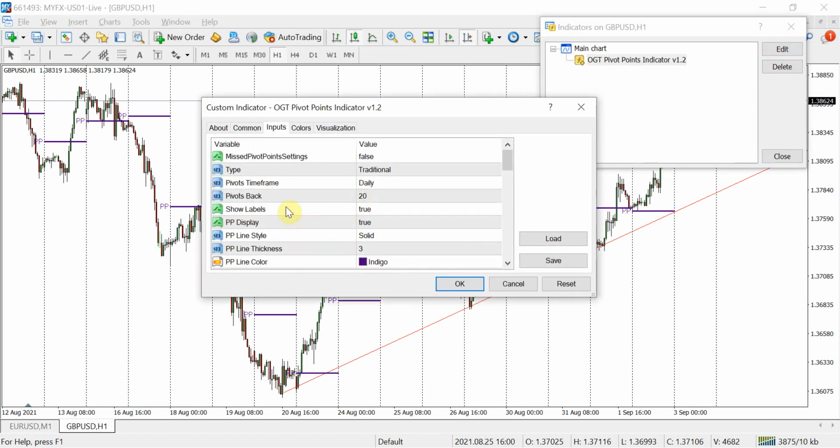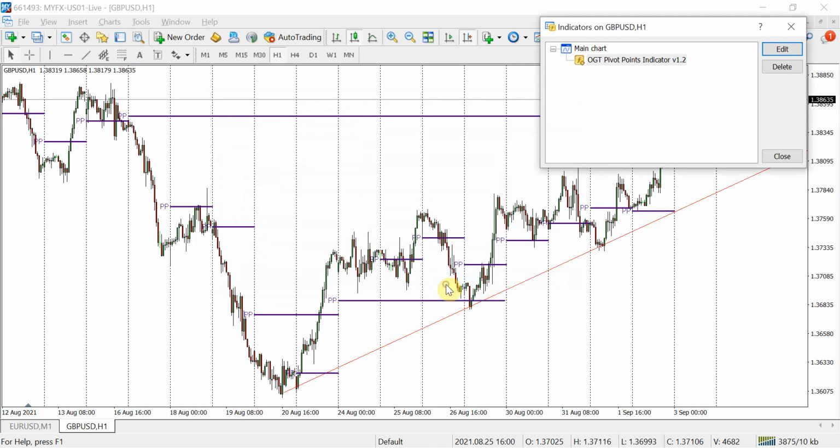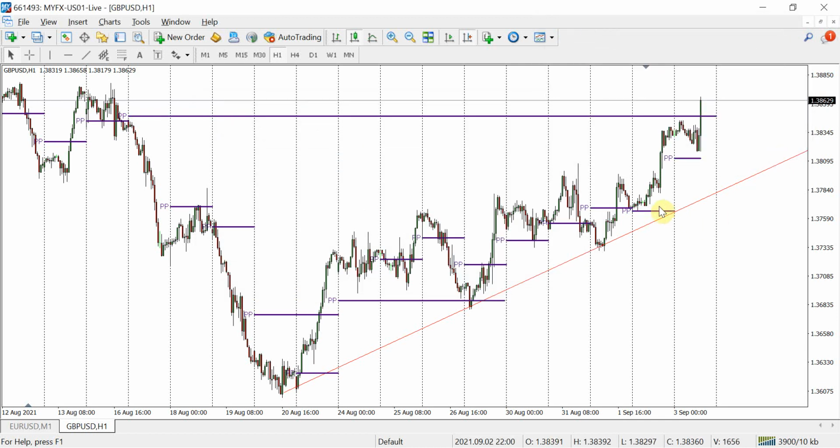So at the moment, if I click this to true, what it will do now is, and you can see here that this pivot did get hit because it's not extended out. It now extends out the pivot point until it gets hit. So now it's been hit.